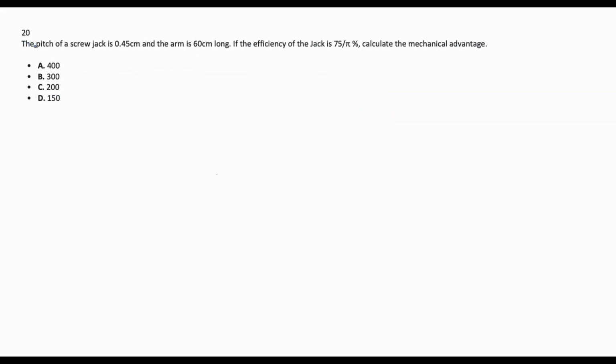Question 20. The pitch of a screw jack is 0.5 centimeters and the arm is 60 centimeters long.